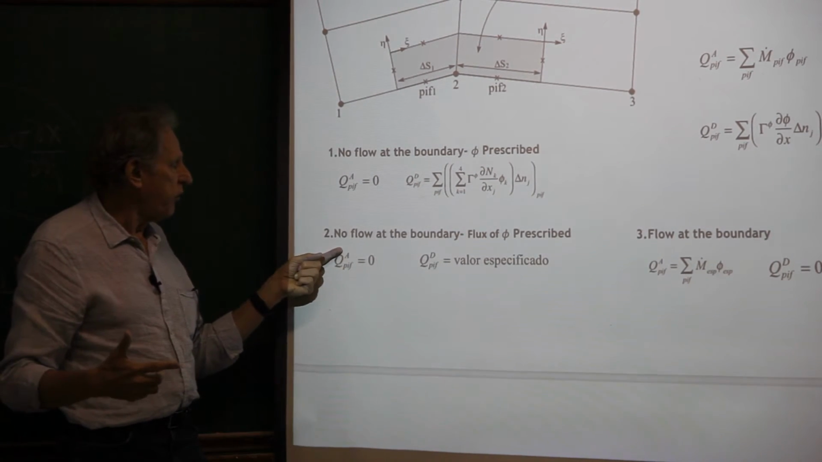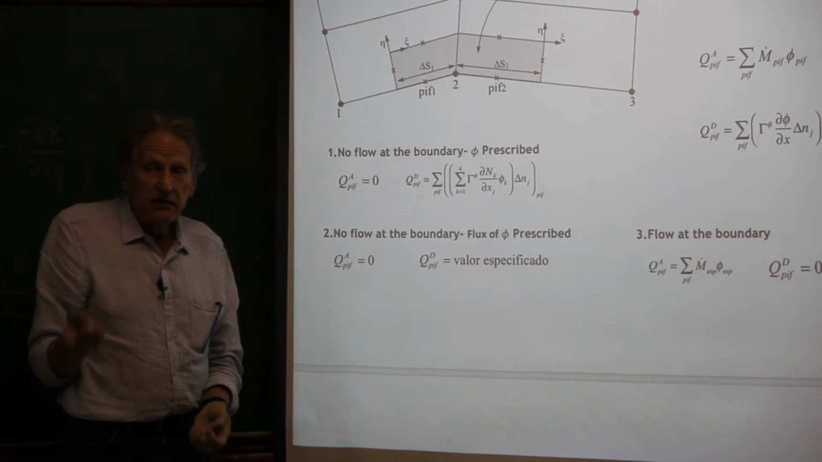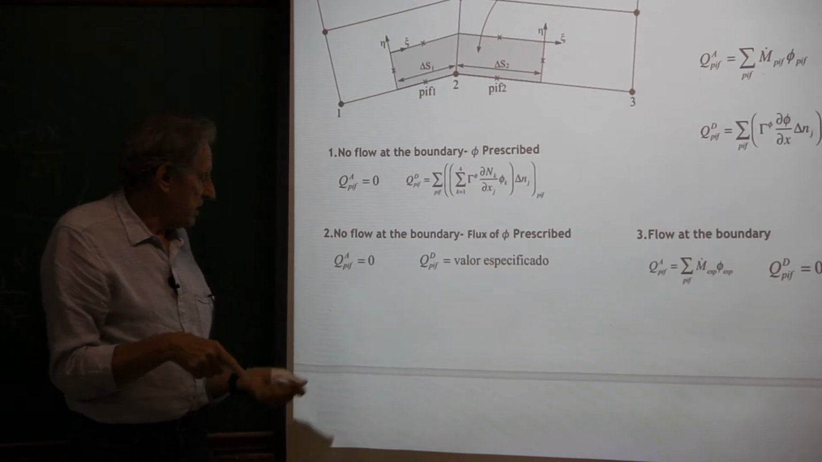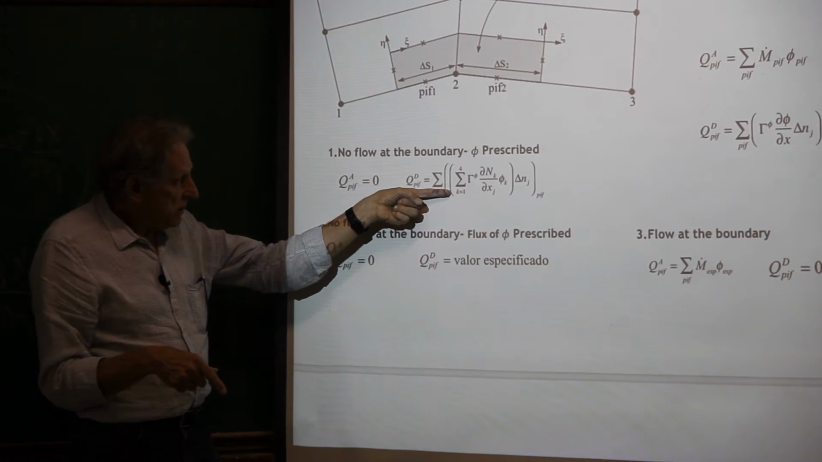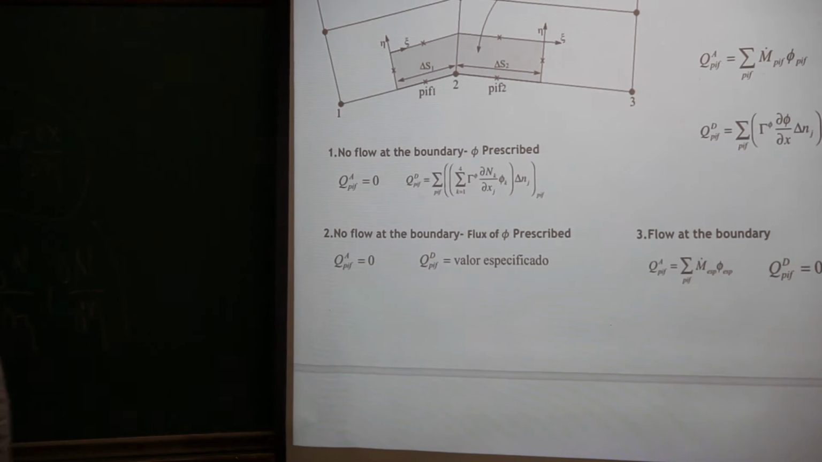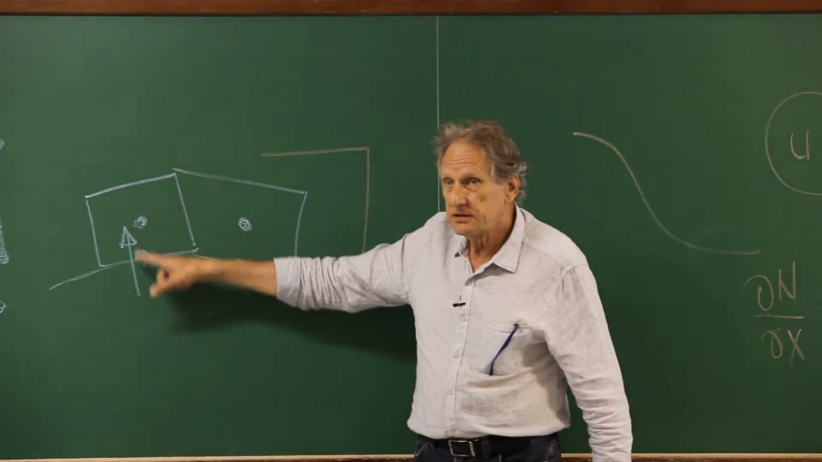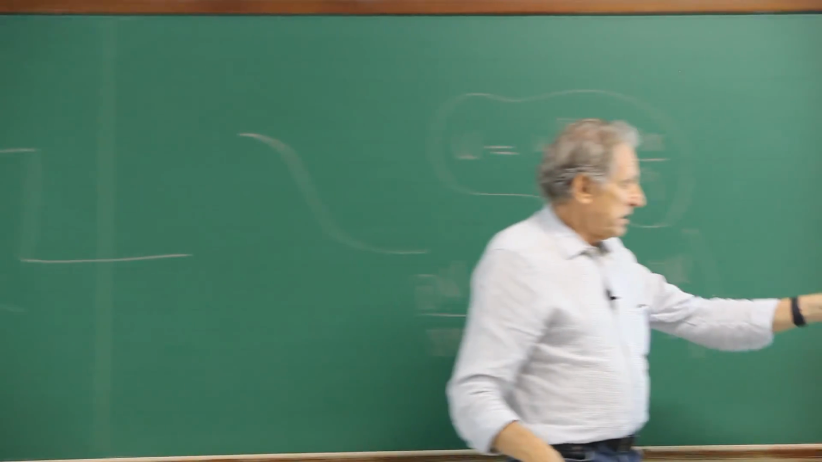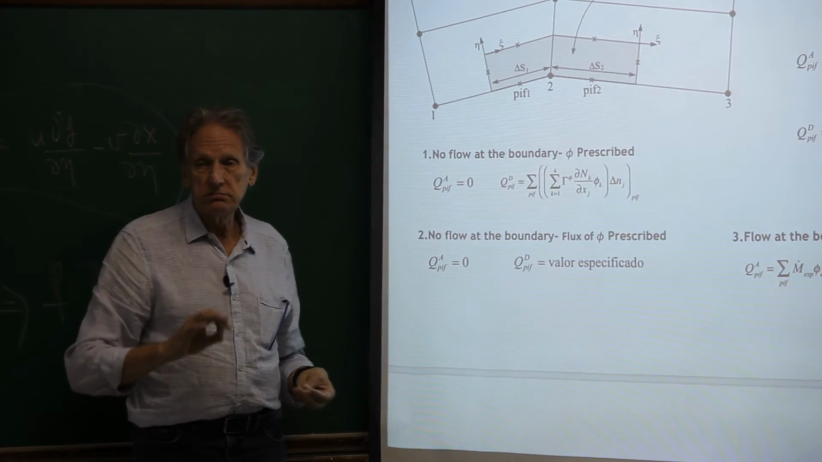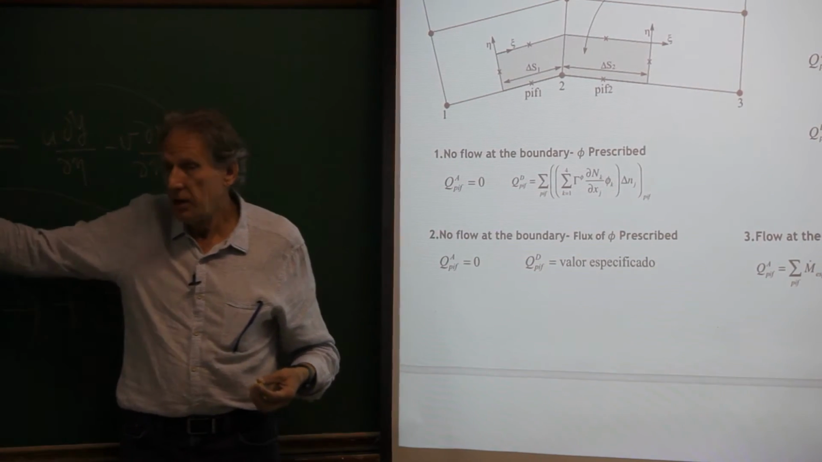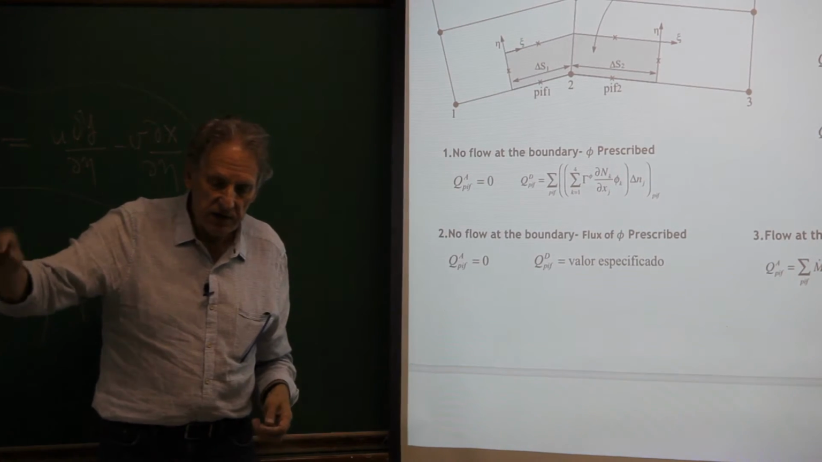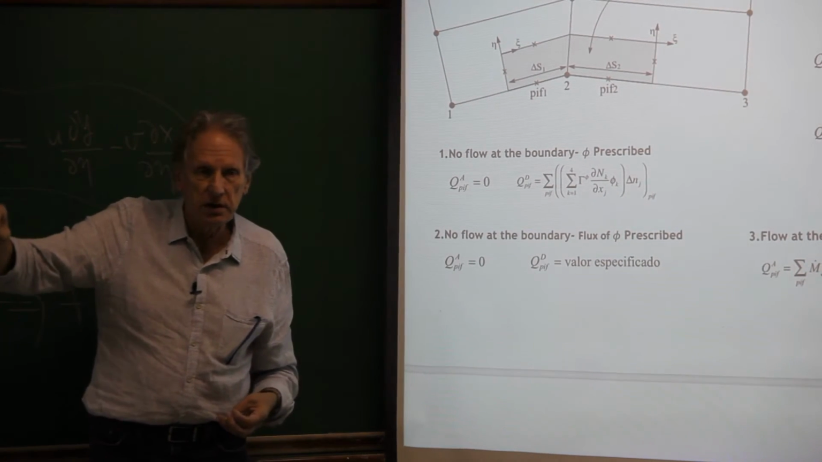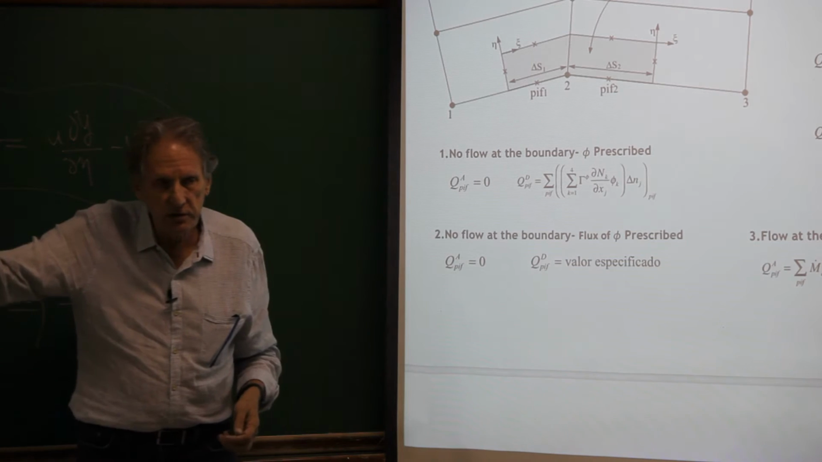Second condition: no flow at the boundary, and the flux of phi is prescribed. So again, no advection at the boundary. But now you don't need to calculate the fluxes, because it's a specified value. At the boundary you have already, if it's temperature, say the flux is 1,000 watts per square meter.